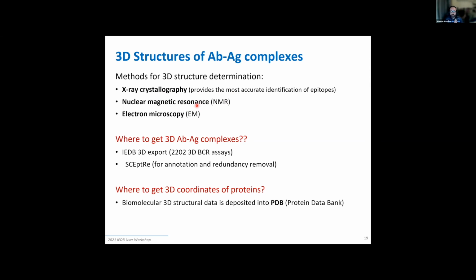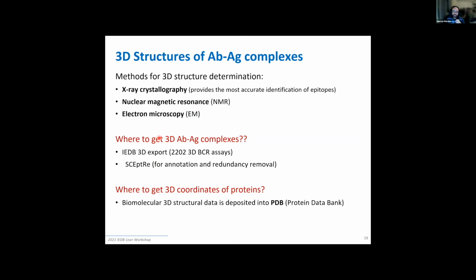So how can you access those data? How can you find those data? For example, I have a protein and I want to start using the 3D data from it. Where can I find it? First, you can try to use the Scepter, as Dr. Paulo has shown before. You can use it, or for example, you can use the IEDB 3D export.